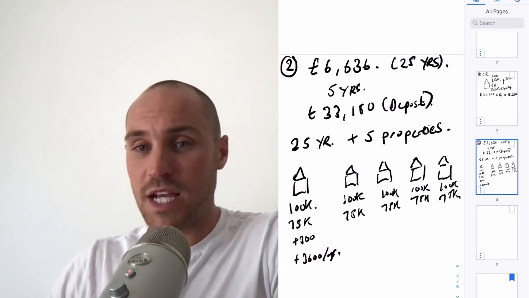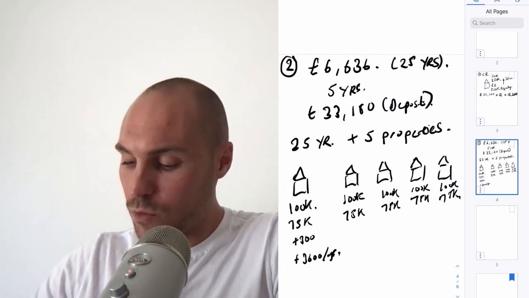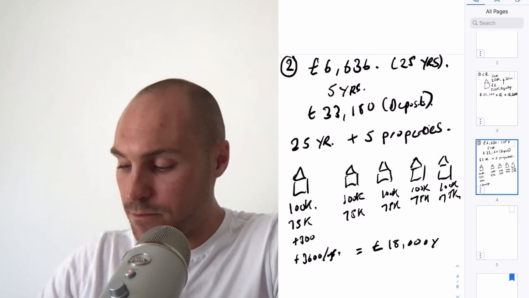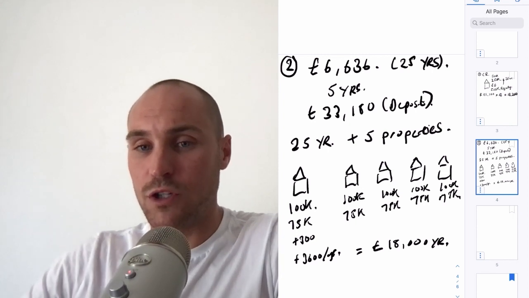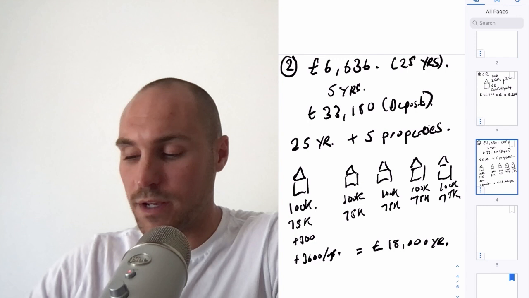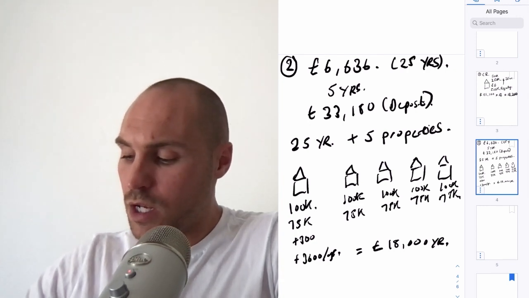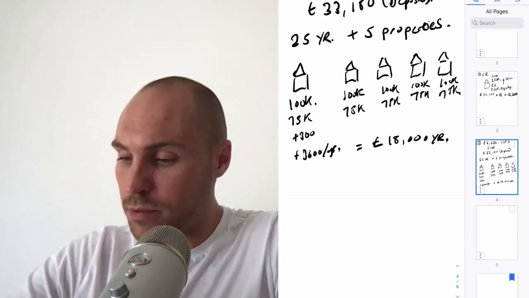£3,600 a year. If we take that £3,600 and we times that by 5, that means that we're making an additional £18,000 a year of net cash flow in example 2 buying on interest only, because we can buy another 5 properties with the accumulated profit, right? By reinvesting.